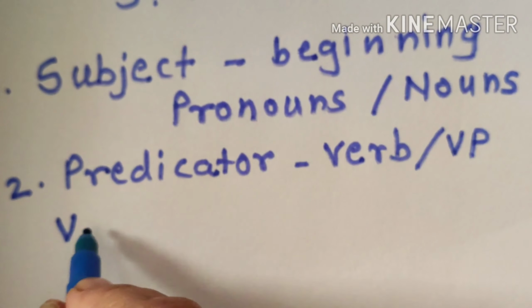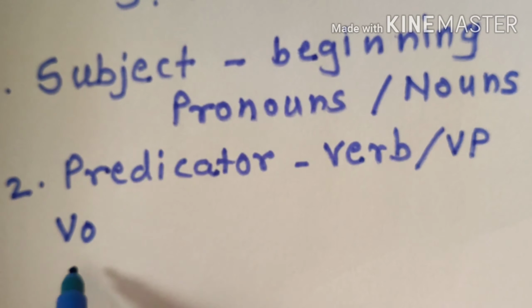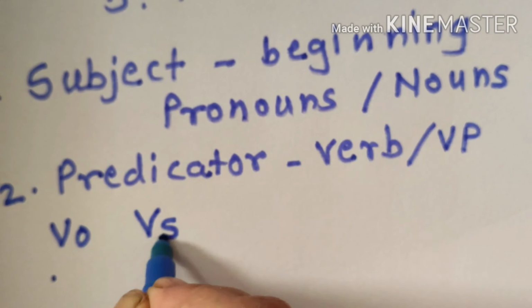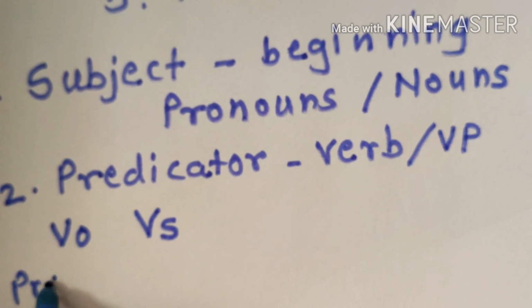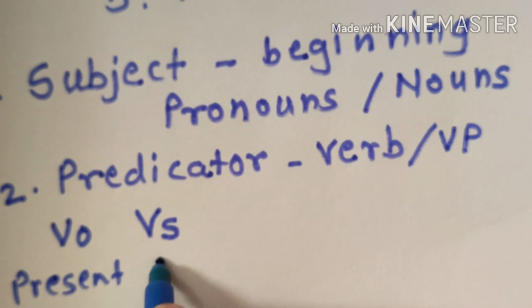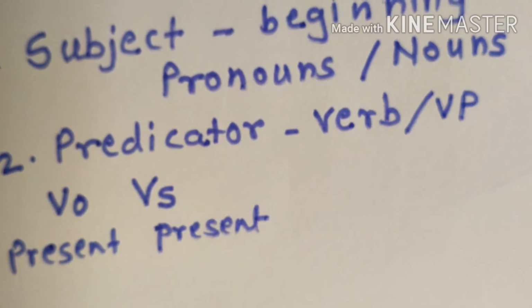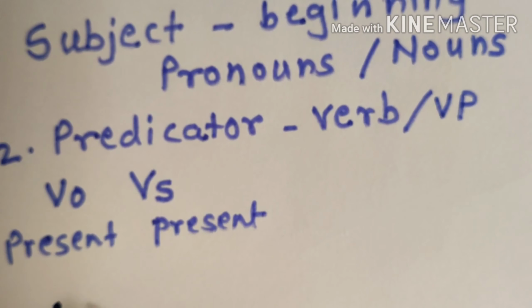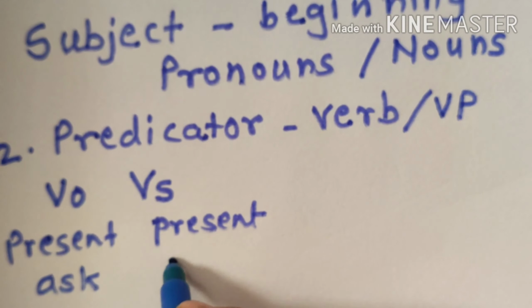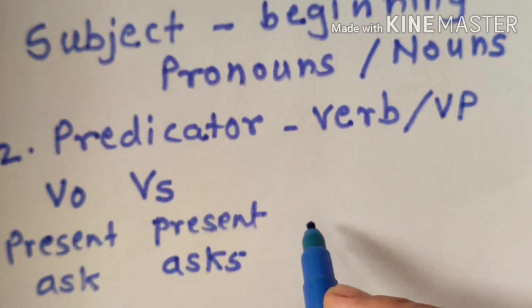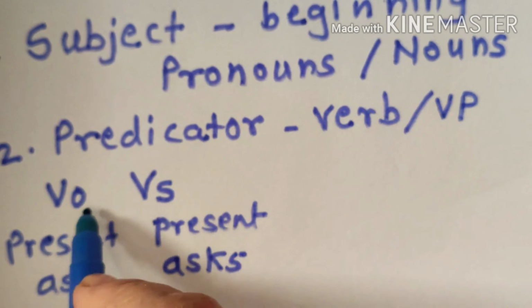One is called VO, that is present tense form. VS, this is also present tense form. But what is the difference? VO can be used before plural nouns, for example ask, and VS before third person singular nouns, which take S as the suffix after the verb. So these are two forms.